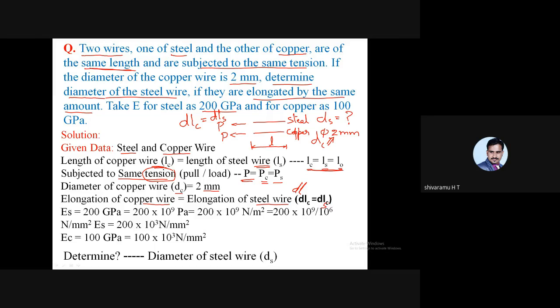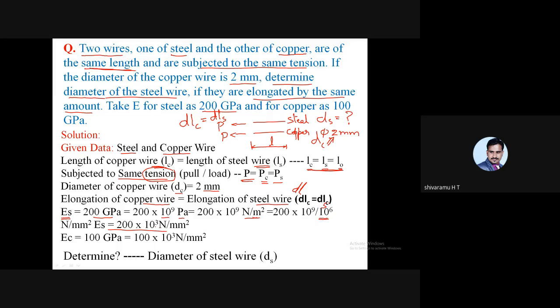And next, Young's modulus. I'm representing Young's modulus for the steel material with the notation ES. ES is equal to 200 gigapascal. Anyway, in my previous lecture also we discussed how to convert the gigapascal into Newton per millimeter square. Giga is 10 power 9, and 1 pascal is equal to 1 Newton per square meter. Now we are converting meter square into millimeter square by dividing by 10 power 6. So you get ES is equal to 200 into 10 power 3 Newton per square millimeter.